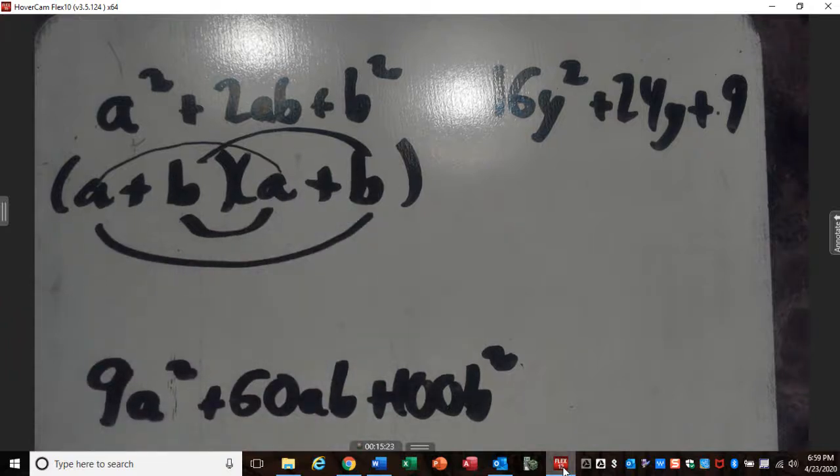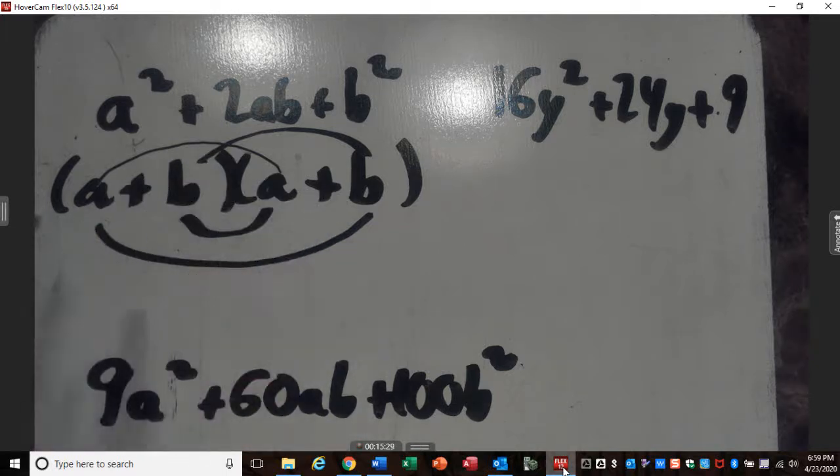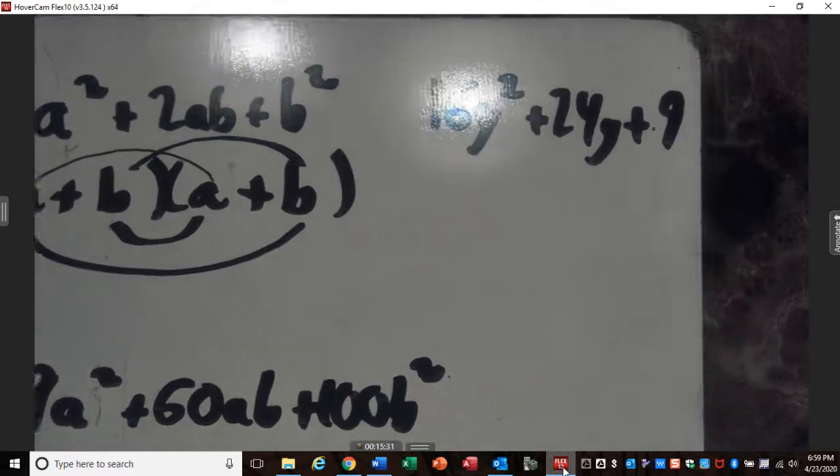By the way, we did this the other way around a couple weeks ago. Remember, we did the special types. We factored, and the middle terms doubled. Okay, you have to look back at that if there's a question.